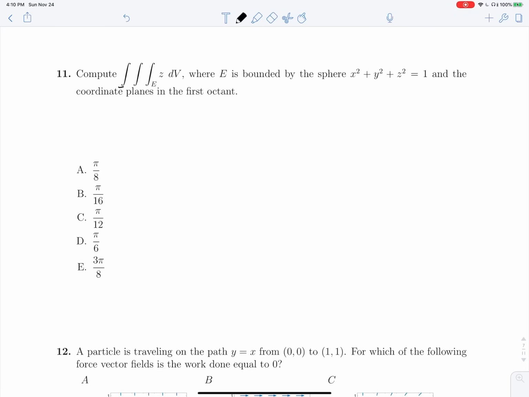Okay, let's compute the triple integral over the region E of z dV, where E is bounded by the unit sphere and the coordinate planes in the first octant. This is a classic spherical integration question. They've asked this exact question down to the individual words twice. So this is a very common thing to have to know how to do. We know that z in spherical coordinates is rho cosine of phi. That'll help us out.